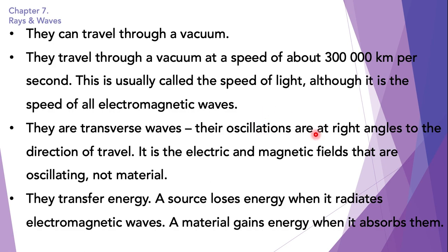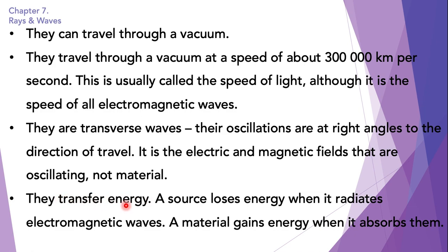Their oscillations are at right angles to the direction of travel. It is the electric and magnetic fields that are oscillating, not material. Lastly, they transfer energy, all the electromagnetic waves, including light. Of course, light is included in the electromagnetic waves. So a source loses energy when it radiates electromagnetic waves, and a material gains energy when it absorbs them.